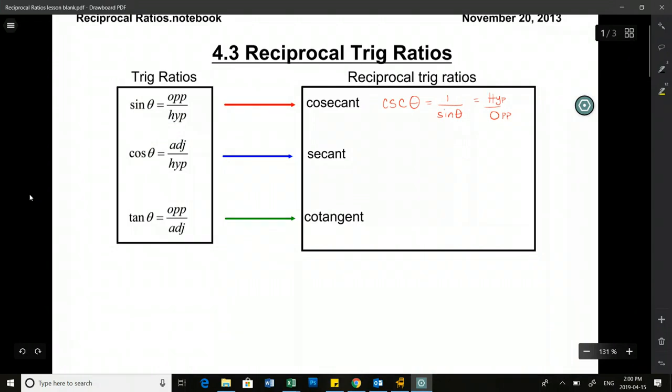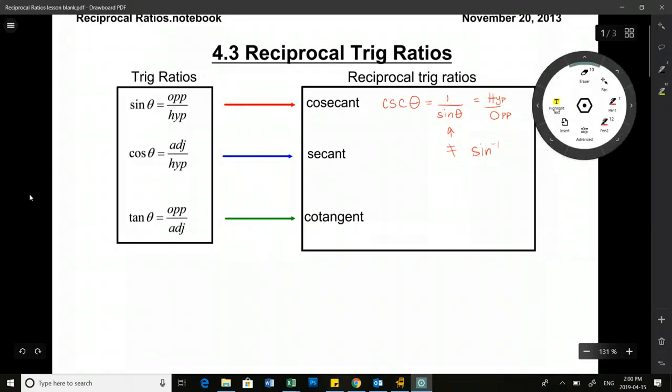Okay, so it's important to remember that when I say 1 over something, I just mean reciprocal. So when we say 1 over sine theta, we're saying the reciprocal of sine theta. This is actually very different than sine inverse, right? You don't have to write this, but this is not the same as the sine inverse that we use when we're isolating for angles, okay? This simply means the reciprocal.